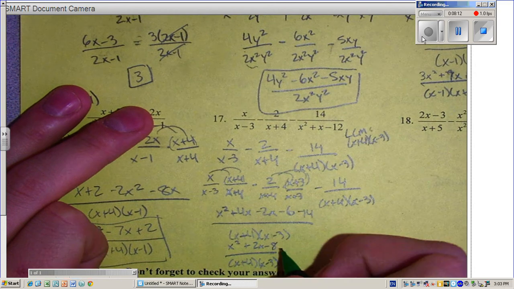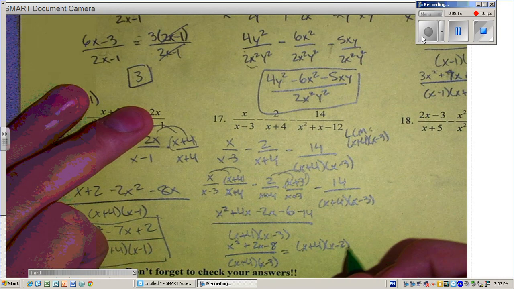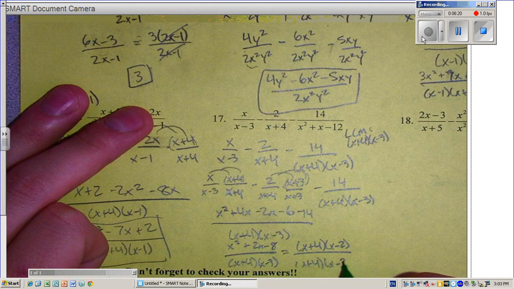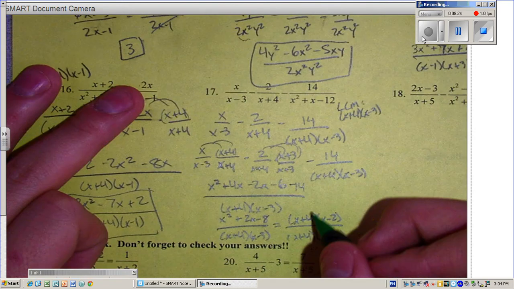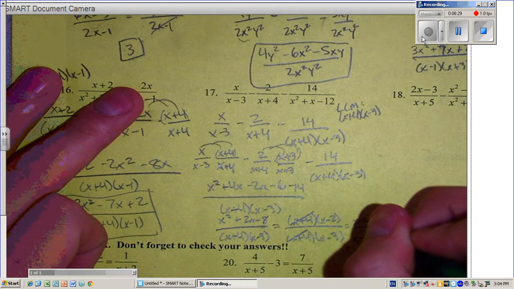Now I need to factor the numerator, which gives me x plus 4 times the quantity x minus 2, over x plus 4 times x minus 3. My denominator stays exactly the same. Look for like terms. I can cross out x plus 4 over x plus 4, and I'm left with my final answer, x minus 2 over x minus 3.